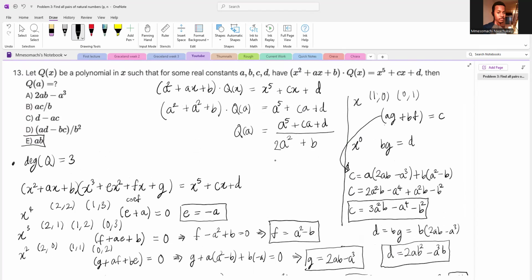So that's our answer. We started with the naive approach, but this was not in the options. So we had to find something that was equivalent to it. That required us finding C and D in terms of AB. I think finding C and D in terms of AB was very critical to this question.